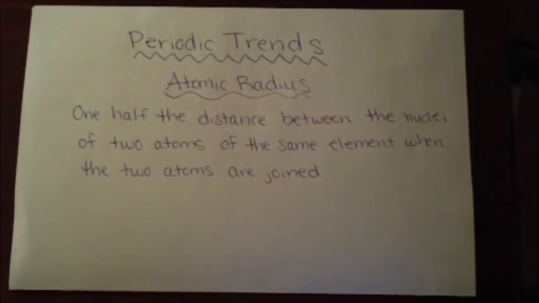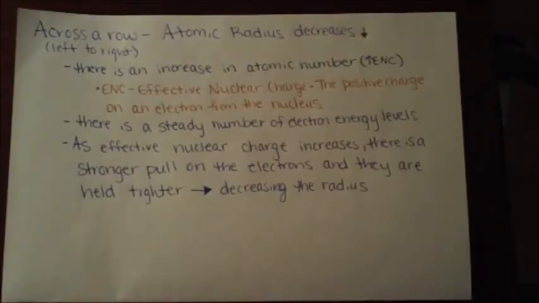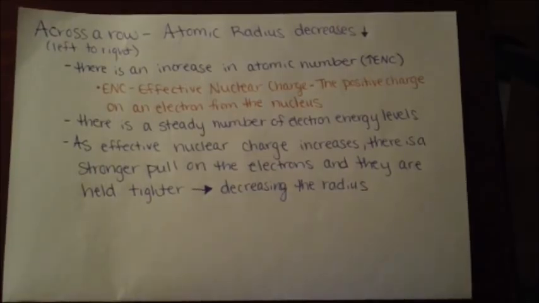Periodic trends. Atomic radius. Atomic radius is 1/2 the distance between the nuclei of 2 atoms of the same element when the 2 atoms are joined. Across a row, left to right, atomic radius decreases. There is an increase in atomic number, which increases the effective nuclear charge. The effective nuclear charge is the positive charge on an electron from the nucleus. There is also a steady number of electron levels. As the effective nuclear charge increases, there is a stronger pull on the electrons and they are held tighter, decreasing the radius.